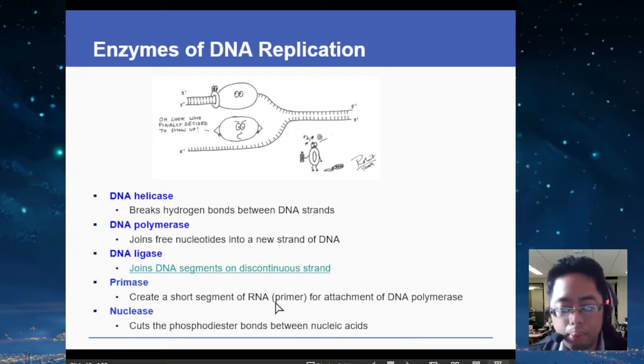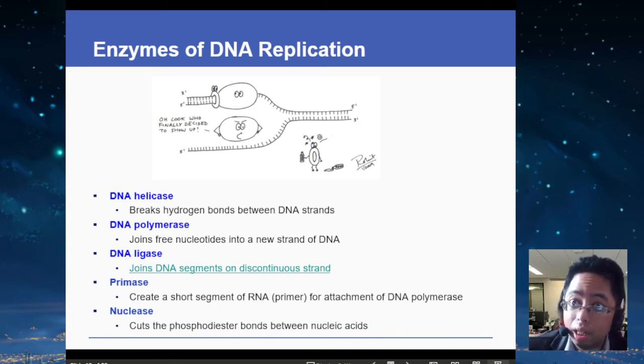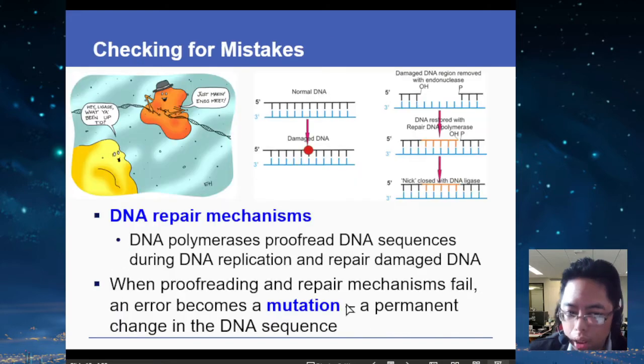Okay, primase. Primase will be creating a short segmented RNA primer for attachment of DNA polymerase. Meaning that DNA polymerase is an enzyme that needs a place to start. So the primase will be like a marker saying here is the entry, enter here. So polymerase will go there and start the building of new DNA from there. The nuclease. Nuclease will cut the phosphodiester bonds between nucleic acids, checking for mistakes.